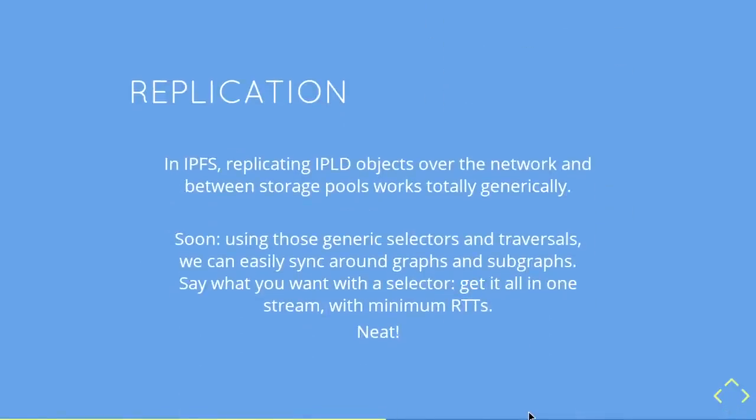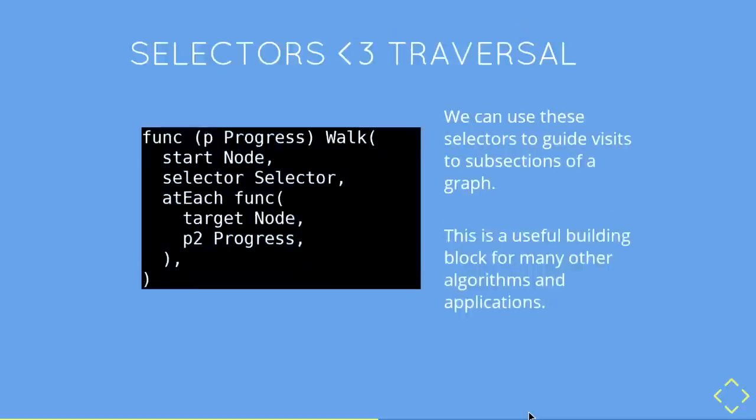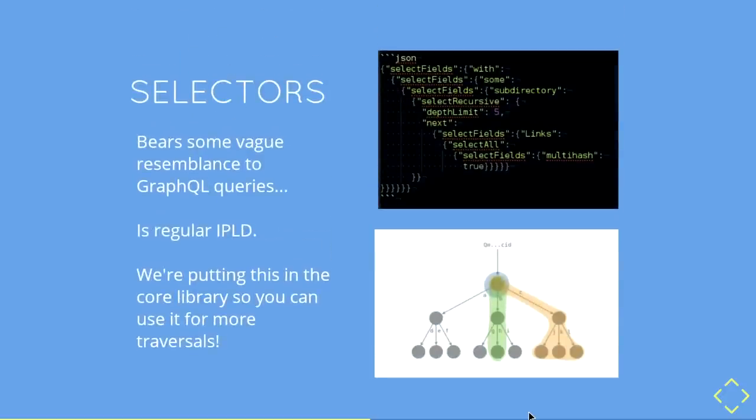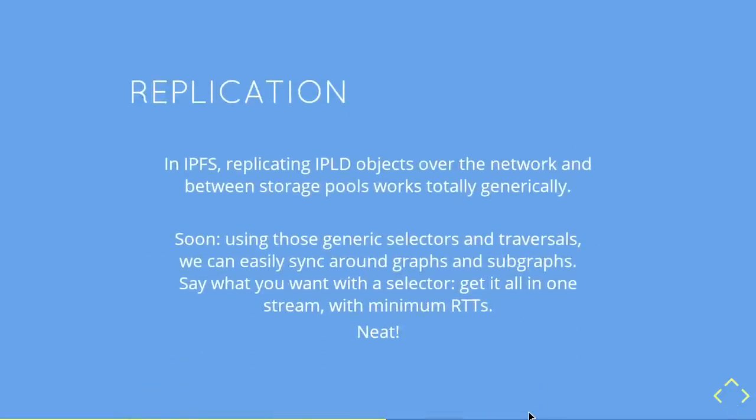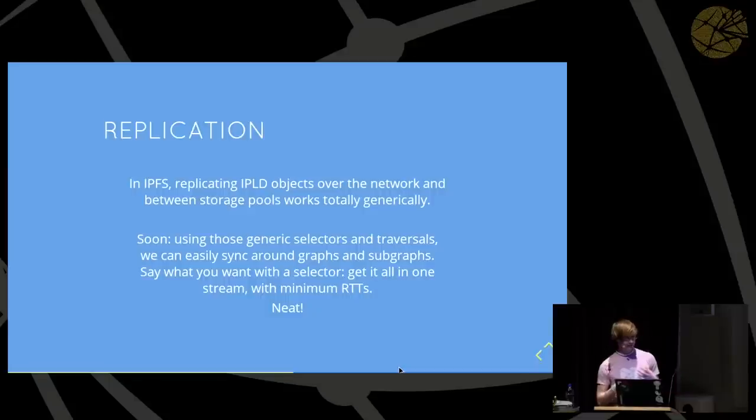For example, this is a feature that we're actually going to bring back into IPFS. IPFS is basically a giant storage bucket for IPLD objects, in addition to files through that abstraction, right? So IPFS is already replicating IPLD objects over the network and lets you move these things between storage pools, and that works pretty generically over this link concept. But soon, we're going to take these selector concepts that let you address subgraphs, and we want to bring that back into IPFS so that you can say what you want with one of these selectors and get the entire thing from a remote node as one stream.